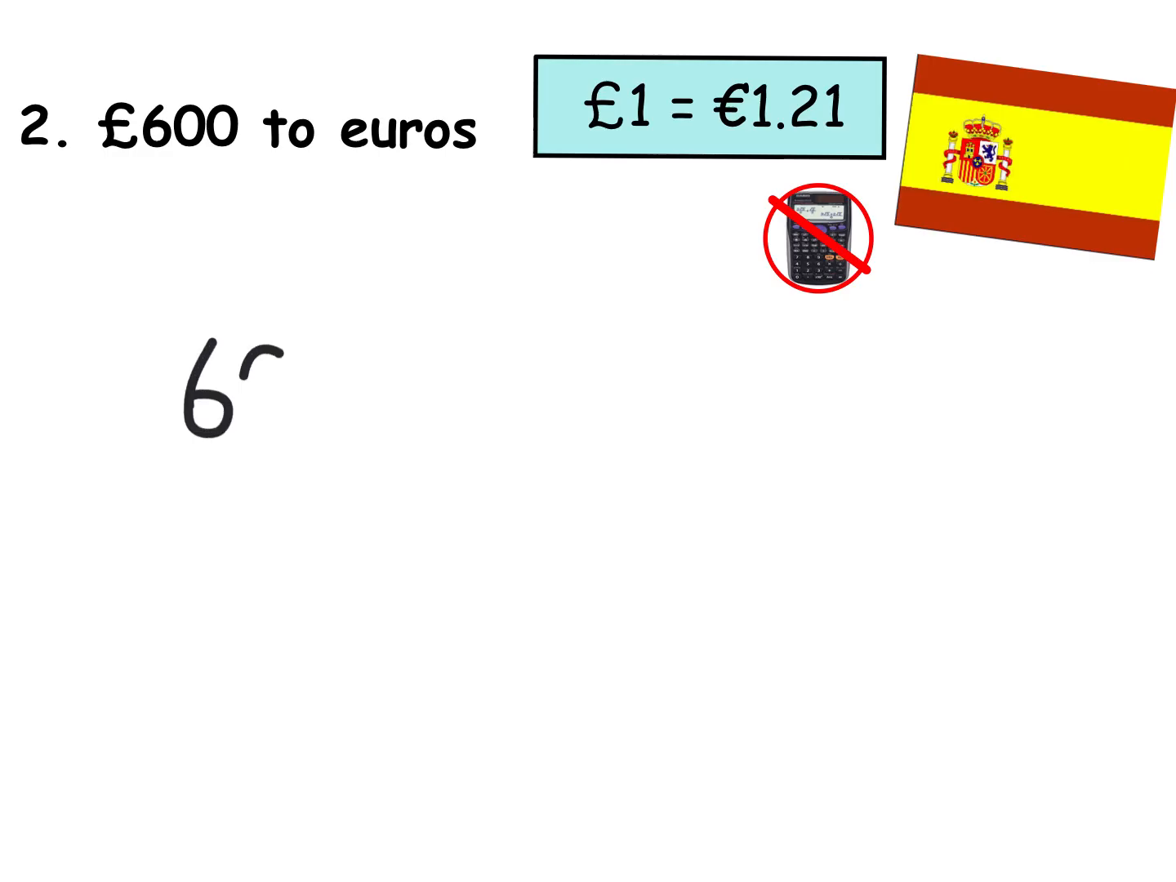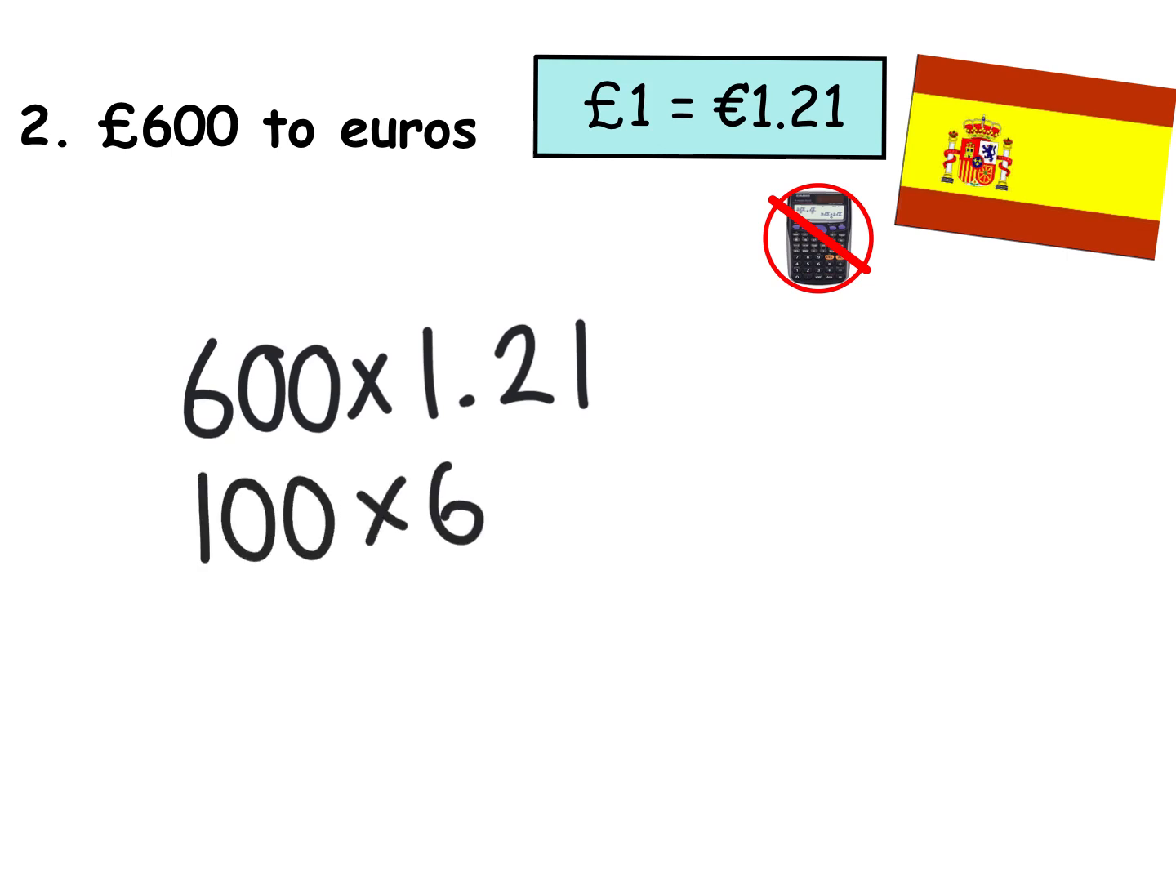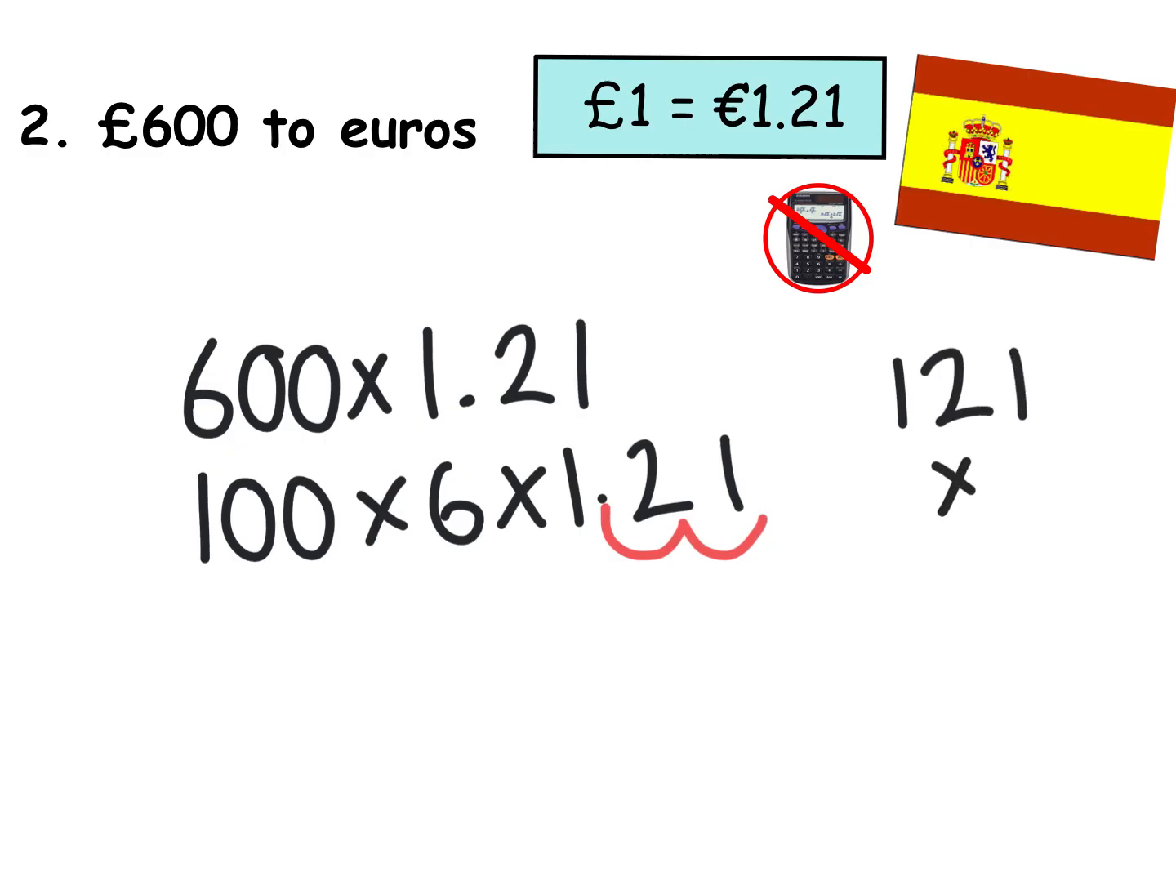So the sum is 600 times 1.21. Now how do we do this without a calculator? Well, that's just the same as 100 times 6 times 1.21. And you can do that in any old order. So what I'm going to do is times 1.21 by 100 first, which means moving that decimal point to the end 2 places. So the new sum is really 121 times 6.